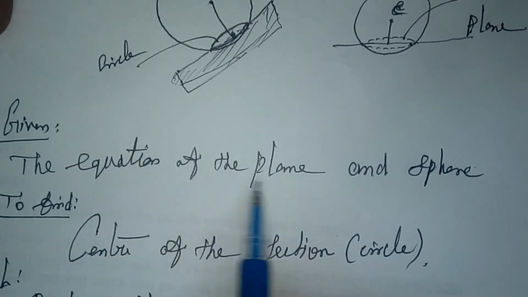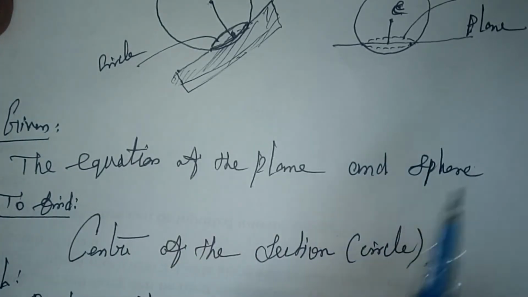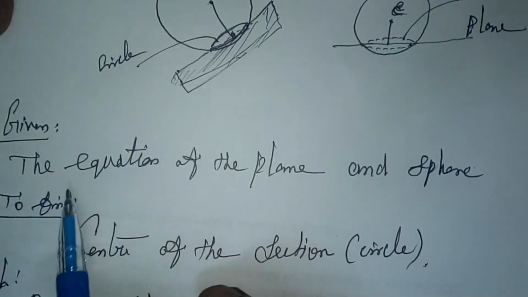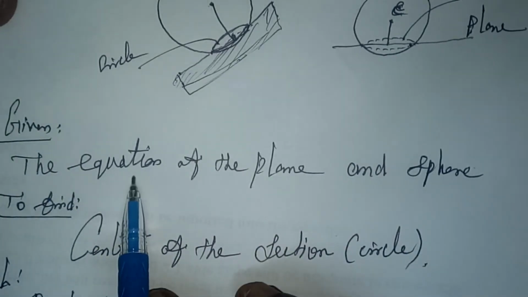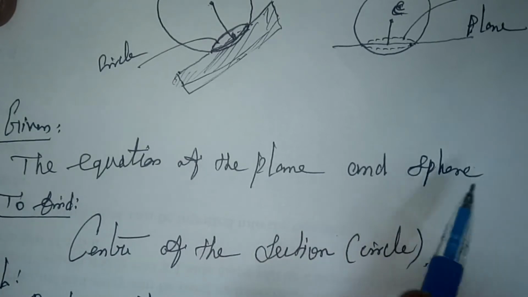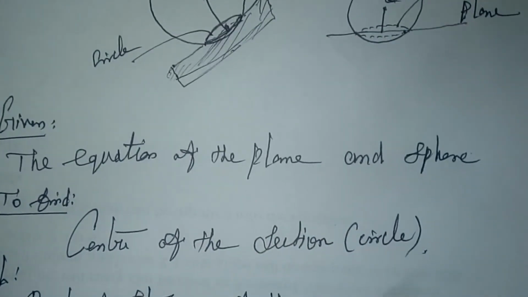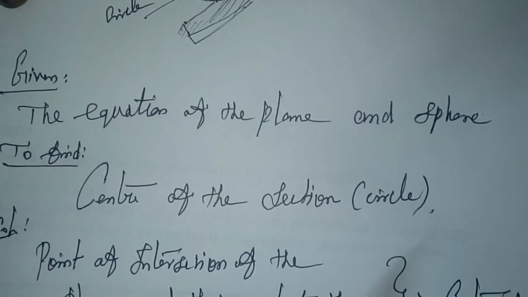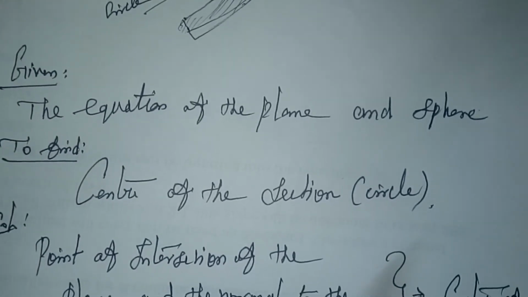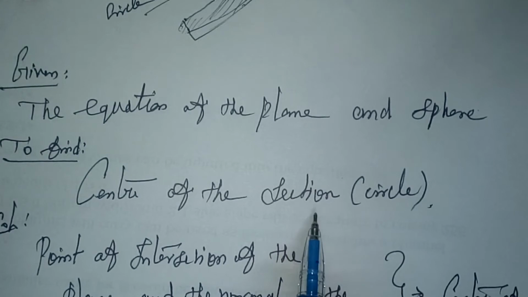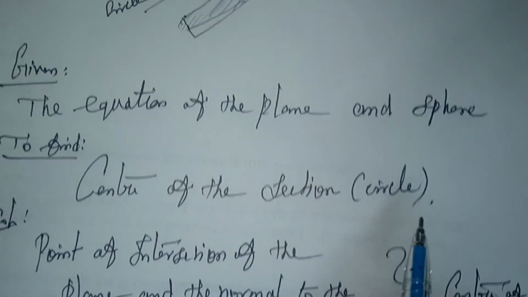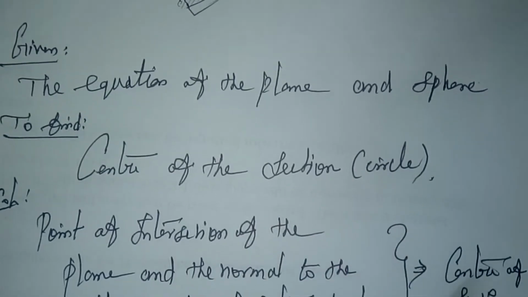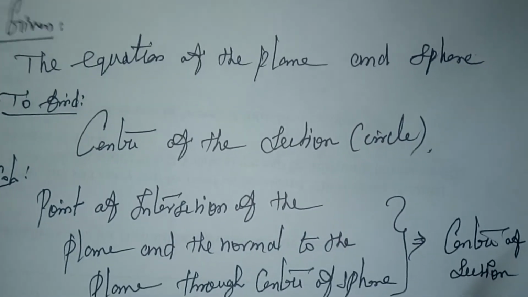The equation of the plane and sphere, right? What is given here? They will give an equation of a plane and an equation of a sphere, right? So two things are given. So they will ask to find the center of a section, right? That is the center of a section. Here we get the section as a circle, right? So the center of the circle we have to find now.